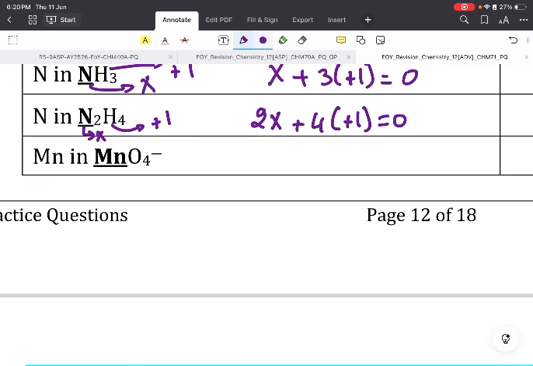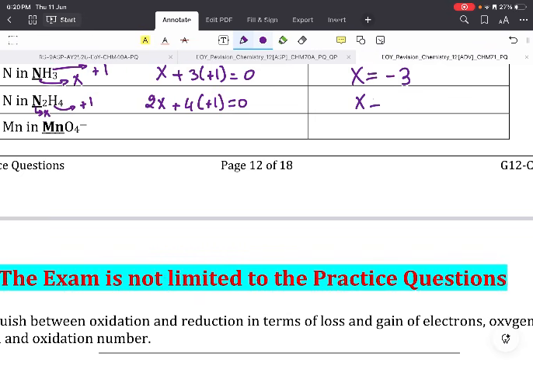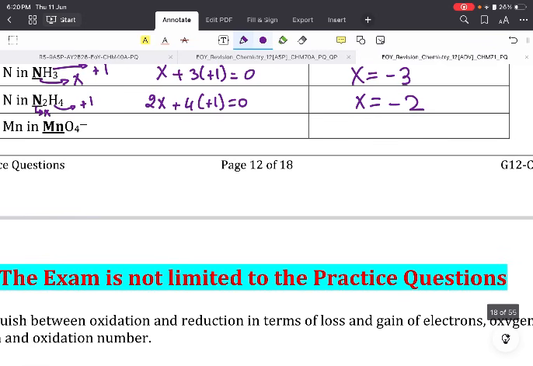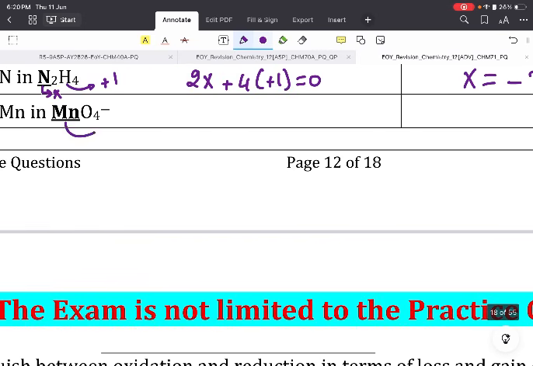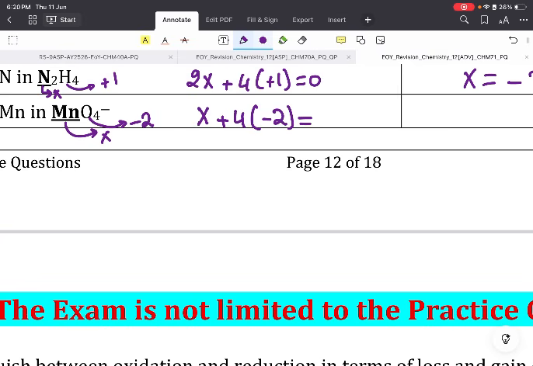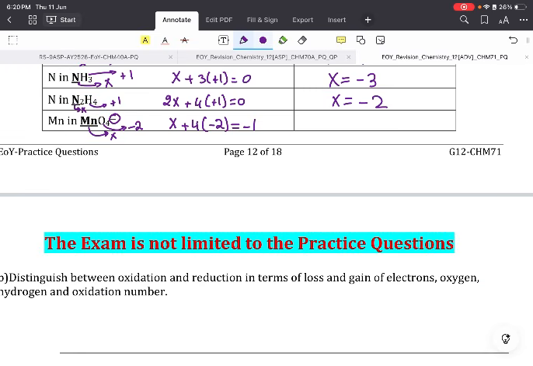4 hydrogens, each one is plus 1, equals 0. Solving for x, x will be -2. Last one, this is x and O. I'm going to put it as -2 because O is always -2. So x plus 4 oxygen multiplied by -2 equal -1. Solving for this, you will get it as plus 7.